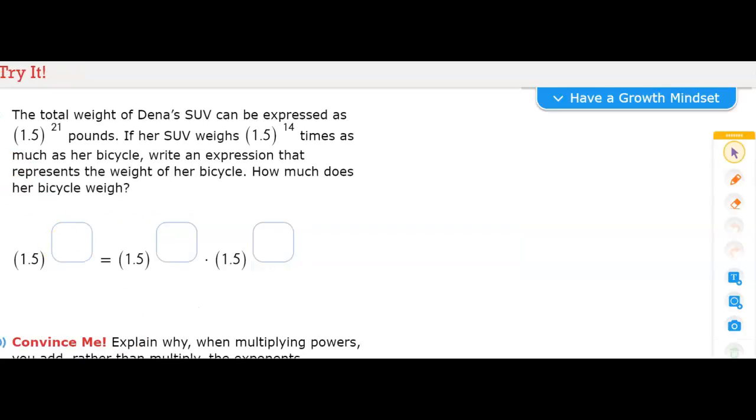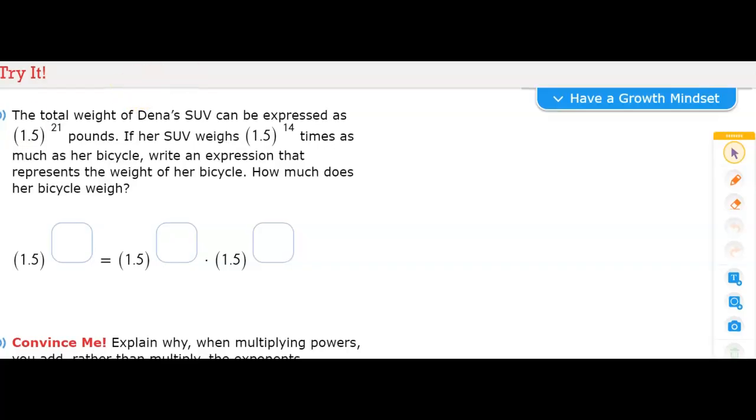The total weight of Dina's SUV can be expressed as 1 5/10 to the 21st power pounds. If her SUV weighs 1 5/10 to the 14th power times as much as her bicycle, write an expression that represents the weight of her bicycle. How much does her bicycle weigh?